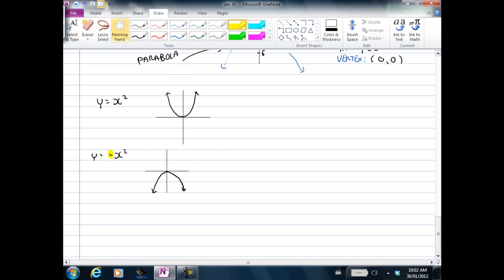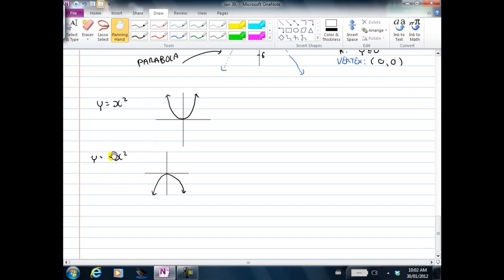Sammy, what does the negative sign do? Yep, it flips the graph upside down. So when you have an equation, the negative just flips it. This one flips it upside down. Okay.